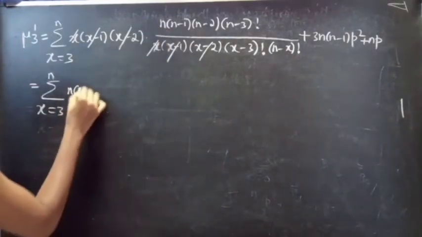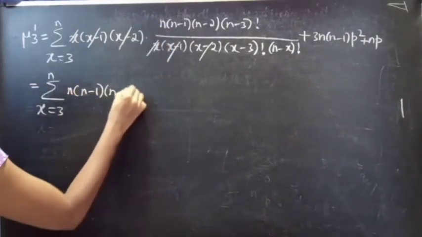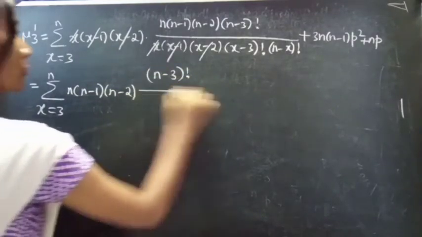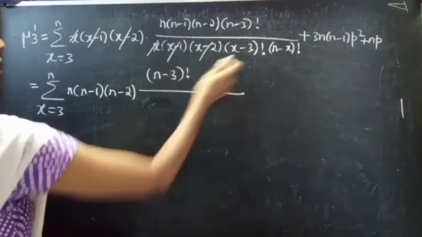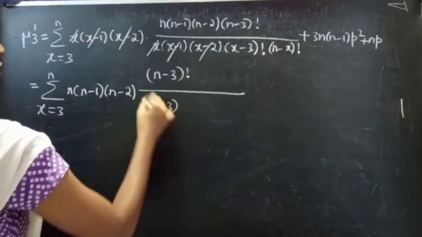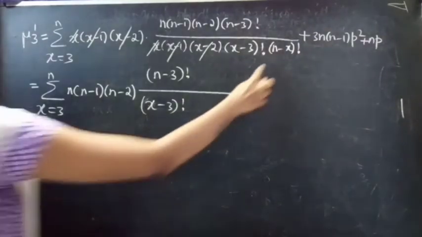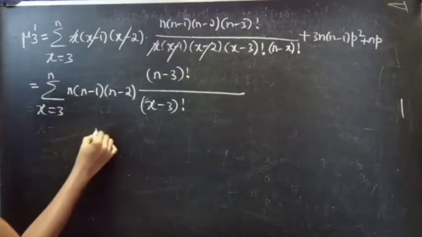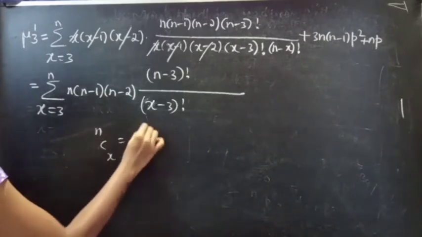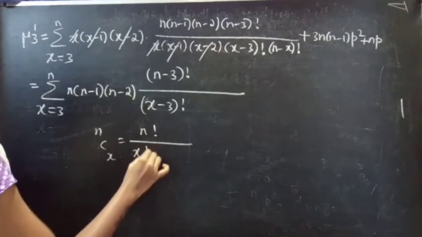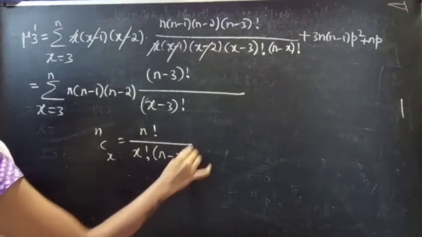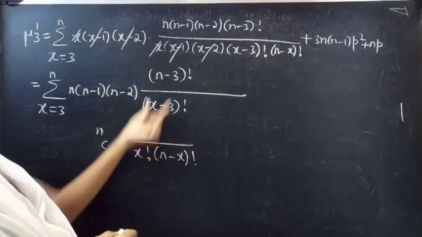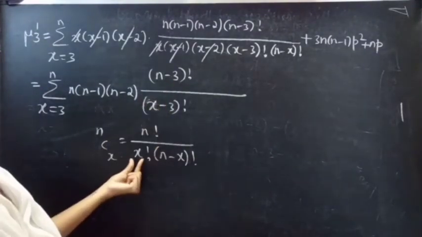n into n minus 1 into n minus 2 into n minus 3 by x minus 3 factorial. Here you're having n minus x factorial, right? See, we know that nCx equals n factorial by x factorial into n minus x factorial. So, in the place of n, you're having n minus 3. In the place of x, x minus 3.